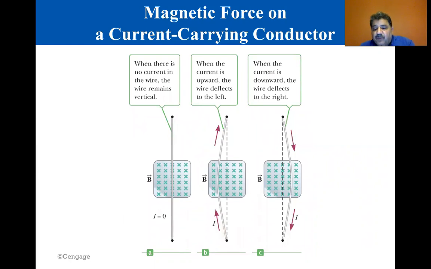We can demonstrate the force on a current carrying conductor by hanging a wire between the poles of a magnet as shown in the figure. In this figure, the magnetic field is directed into the page and covers the region within the shaded area. The wire deflects to the right or left when it carries a current. If you look at the figure, when there's no current, the wire remains vertical. When the current is upward, the wire deflects to the left. When the current is downward, the wire deflects to the right.